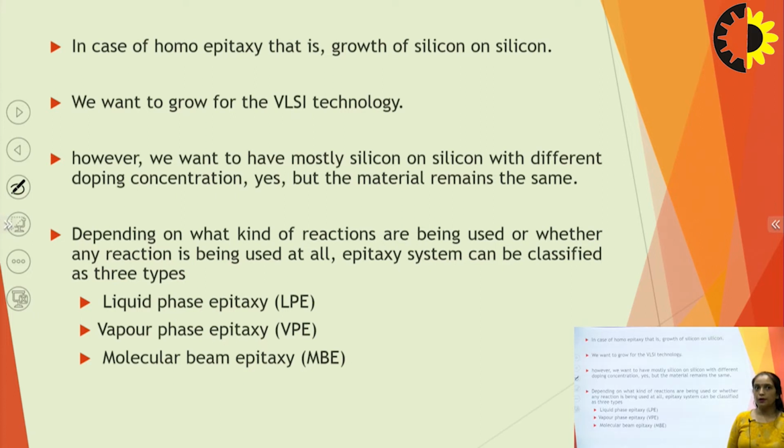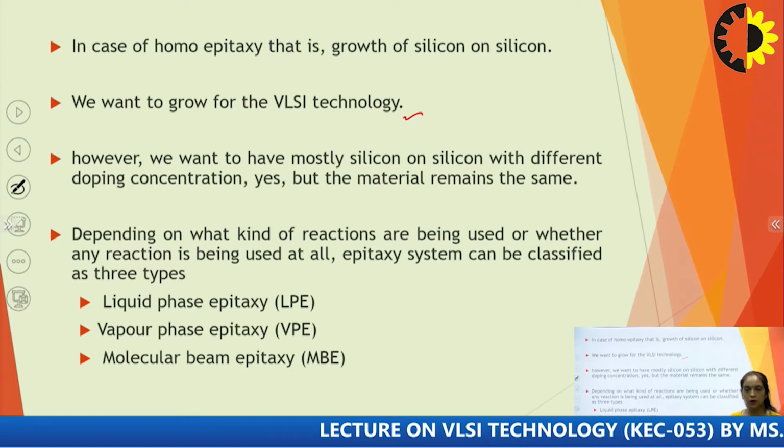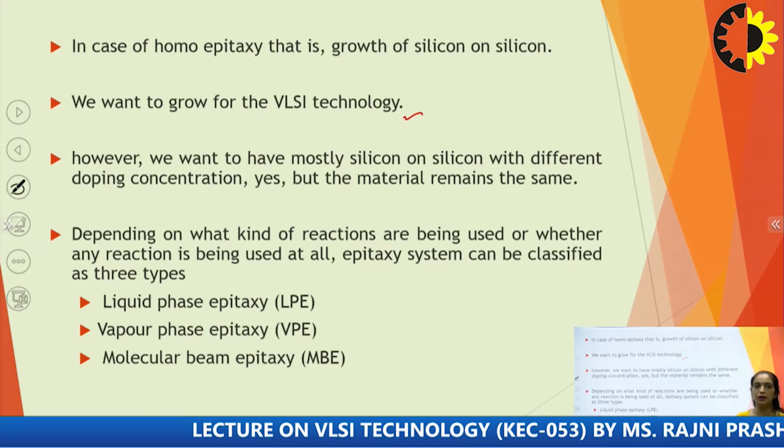So in case of homoepitaxy, it is used to grow silicon over the silicon, right? As we have already seen, homoepitaxy is used to grow the same material. When we want to grow the same material but with different doping concentration, different resistivity, we have to vary the doping concentration of silicon. In that case, homoepitaxy is used. So mostly in VLSI technology we use homoepitaxy, mostly silicon on silicon with different doping concentration. Doping concentration may differ from wafer to epitaxial layer, but the base material will remain the same.